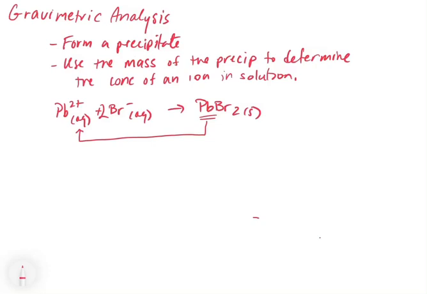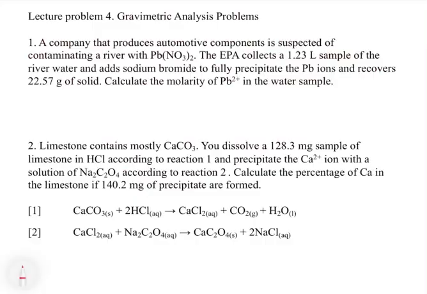So let's take a look at that practice problem. In lecture problem 4, we have two examples of these gravimetric analysis problems. The first one says a company produces automotive components and is suspected of contaminating a river with lead nitrate. The EPA collects a 1.23 liter sample of the river water and adds sodium bromide to fully precipitate the lead ions and recovers 22.57 grams of solid. Calculate the molarity of lead 2+ in the water.